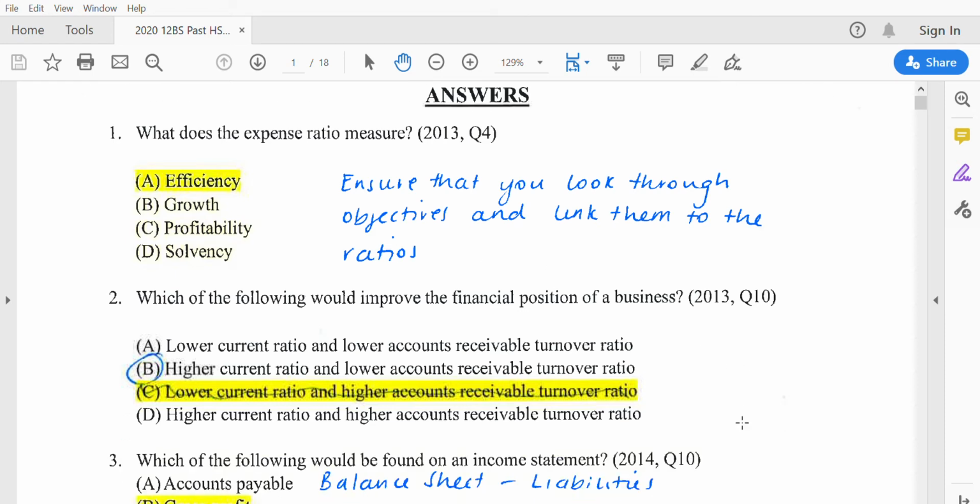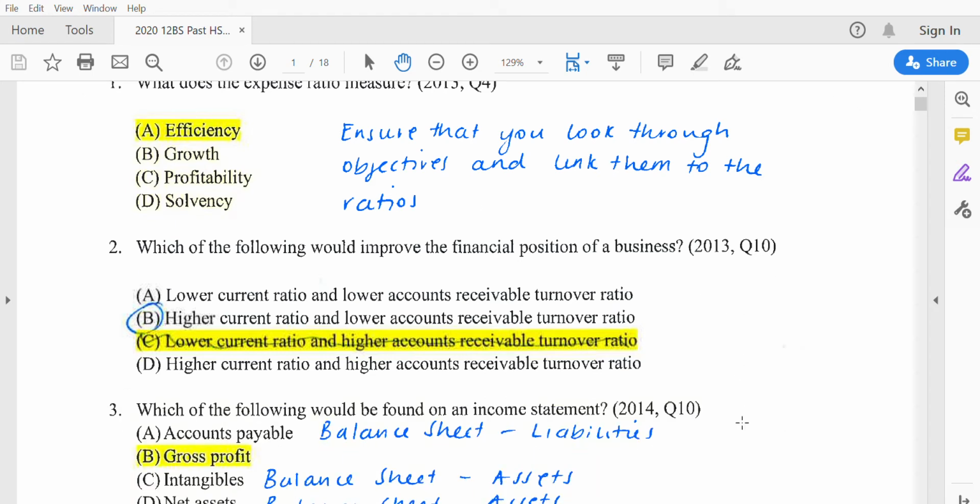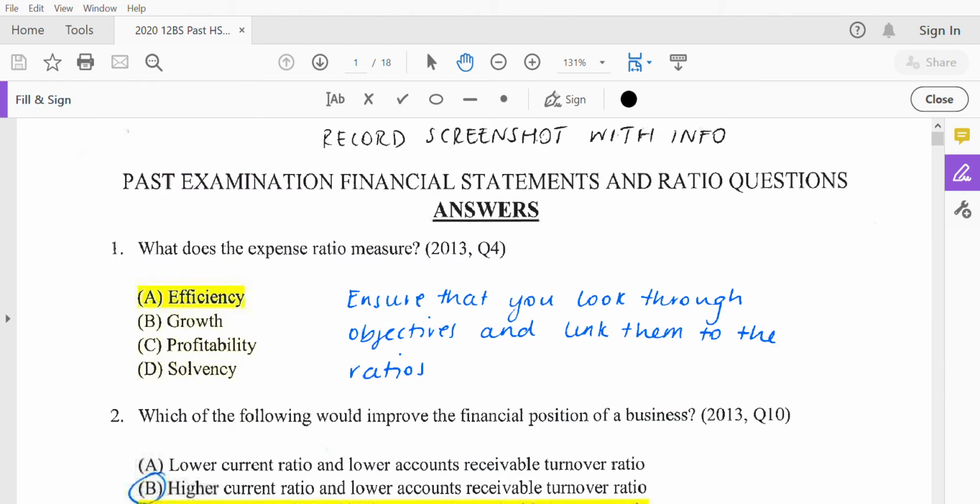Which of the following would improve the financial position of a business? Now, the answer here would be B or D, because one of the points that somebody made, and it made a lot of sense, is that if we're looking at the times, we want it to be higher, but if we're looking at the days, we want it to be lower. So this one was a little bit unclear in terms of how they're explaining that.